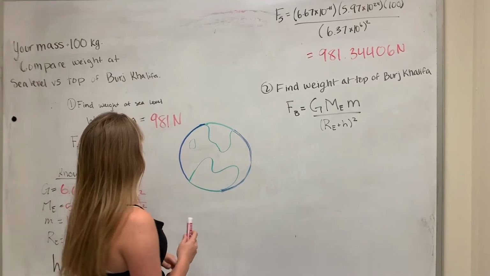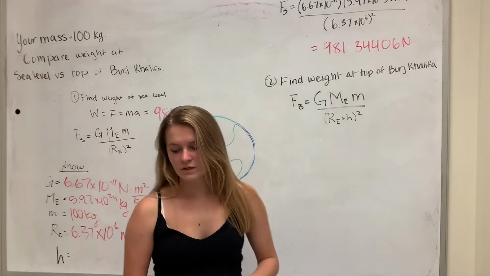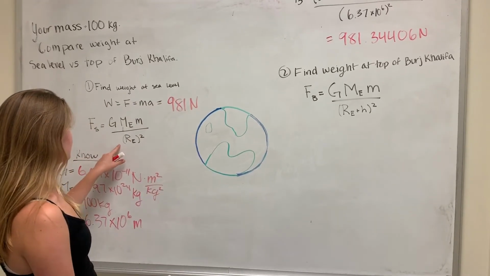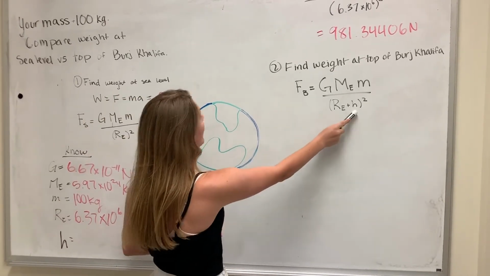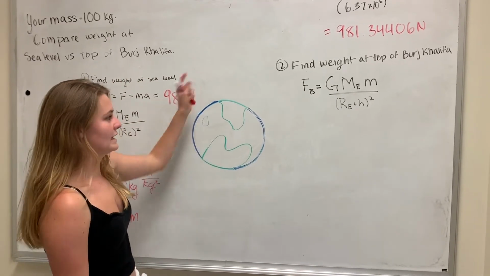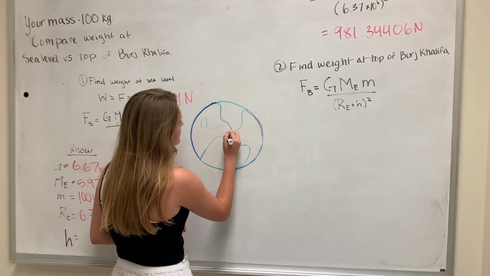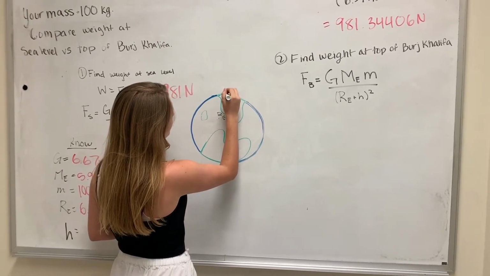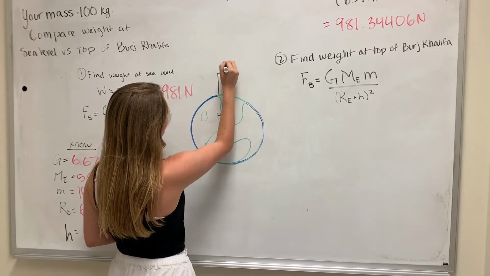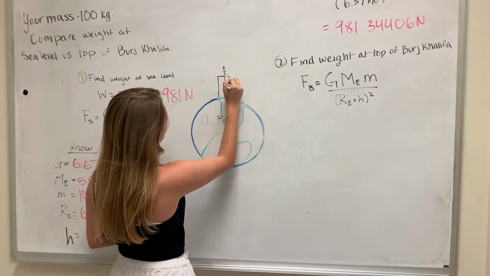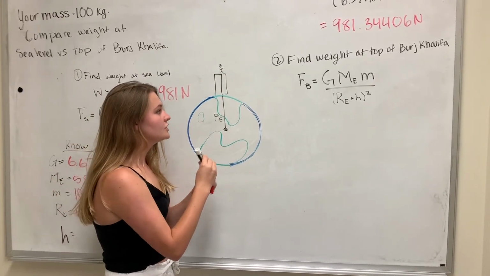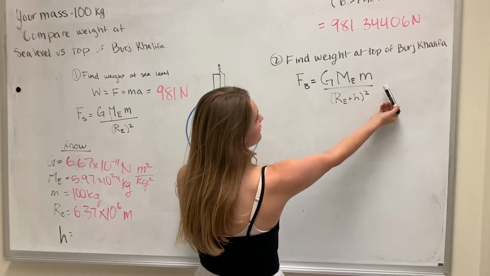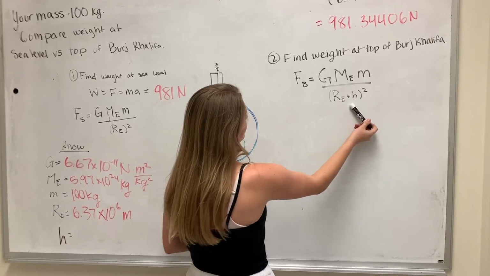Now that we've found our weight at sea level, we're going to find our weight at the top of the Burj Khalifa. So to do that, we have our original equation, except this time we are going to add the height of the Burj Khalifa to the radius. The reason we're going to do that is because the radius of the Earth is that, but now we are on top of a very tall building, so we have to include that as well to get a more precise answer. So we already have all of these. All of these are constants except for our mass and the height.